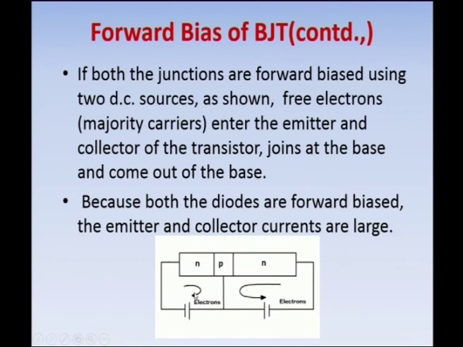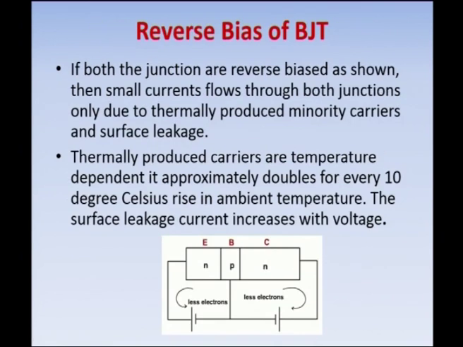If forward bias is given to a transistor, you can imagine that forward bias is given to a diode here. Similarly, on this side also forward bias is given to the diode. So what will happen if a diode is forward biased? The current is maximum. So here the emitter current is maximum and here the collector current is maximum. Both will go to the base and come out of the base here. So the emitter and collector currents are very high when the transistor is forward biased, with both the junctions forward biased.